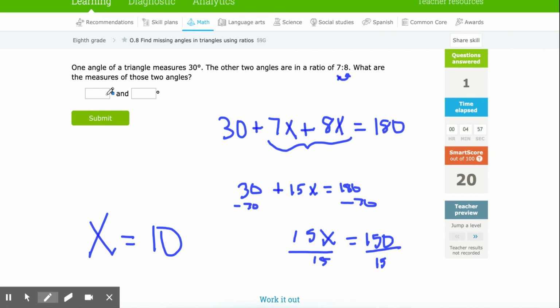Now I can find these two angle measures because the one angle measure was 7 times that value. So 7 times 10 would be 70. The other angle measure is 8 times that value, which is 80. And again, I can always verify 70 plus 80 plus 30 is 180. All three angles add up to 180, and these two unknown angles are in the ratio of 7 to 8.